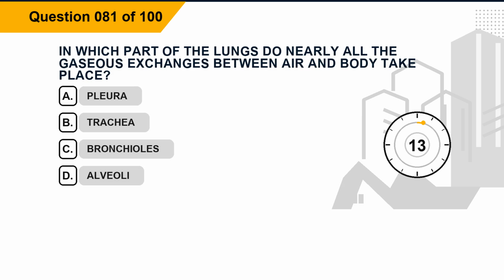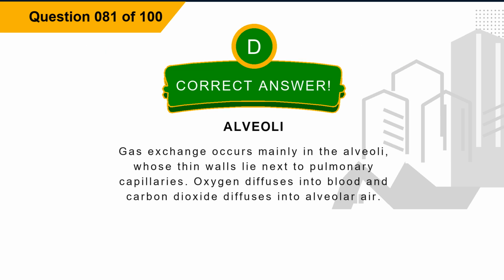Question 81. In which part of the lungs do nearly all the gaseous exchanges between air and body take place? Option A, pleura. Option B, trachea. Option C, bronchioles. Option D, alveoli. The correct answer is option D, alveoli. Explanation: gas exchange occurs mainly in the alveoli, whose thin walls lie next to pulmonary capillaries. Oxygen diffuses into blood and carbon dioxide diffuses into alveolar air.